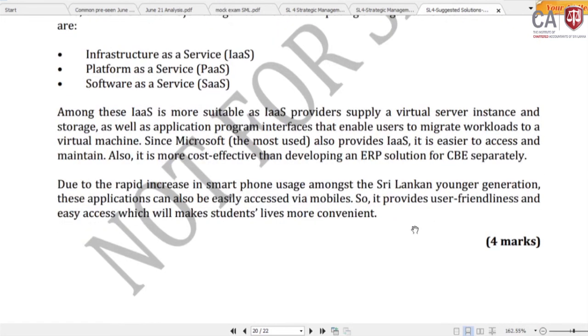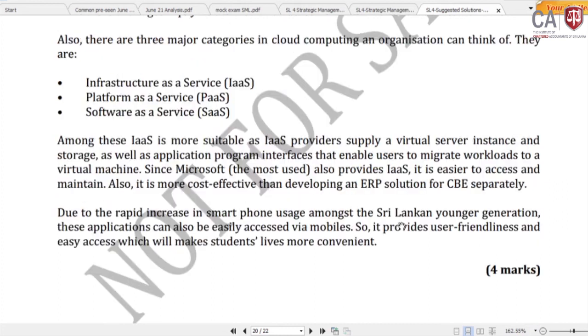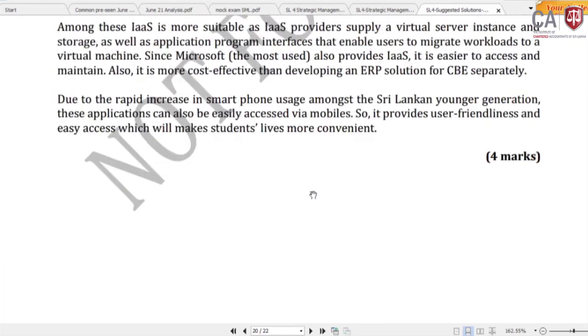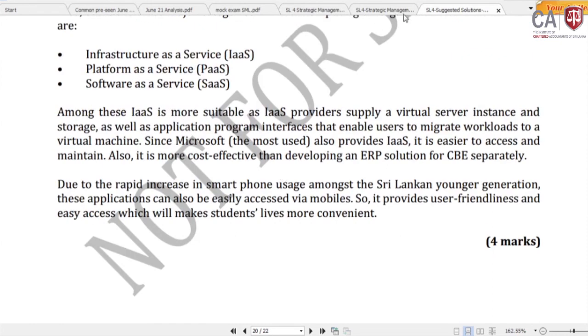Due to rapid increase in smartphone usage among the Sri Lankan younger generation, these applications can also be easily accessed via mobile. So it provides user friendliness and easy access, which will make students' life more convenient. Yes, infrastructure as a service, IaaS can be recommended. In addition to that one, I recommend software as a service also. For example, Microsoft Office Word, and you can use the software as a service package, right. SaaS application can be used for that purpose, right. So you can mention that point also, right.